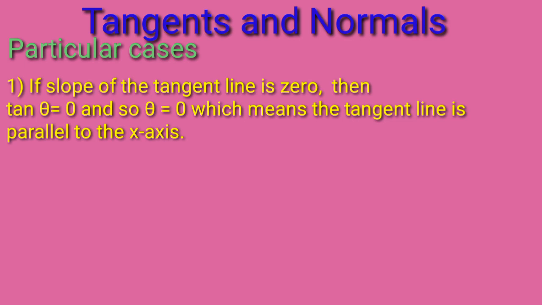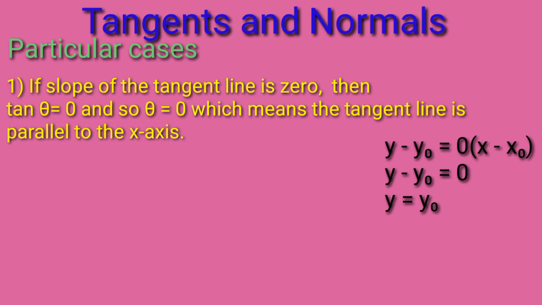So in this case, the equation of the tangent at the point (x0, y0) is y minus y0 equals m into (x minus x0). Here the tangent line is parallel to the x-axis and the slope is 0. So it becomes y minus y0 equals 0. So y is equal to y0.